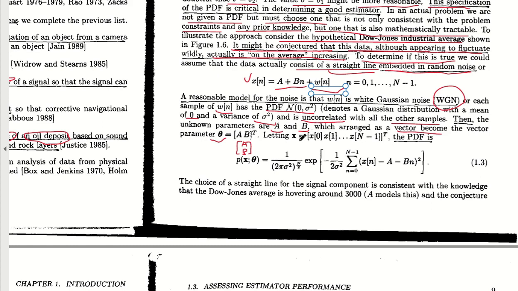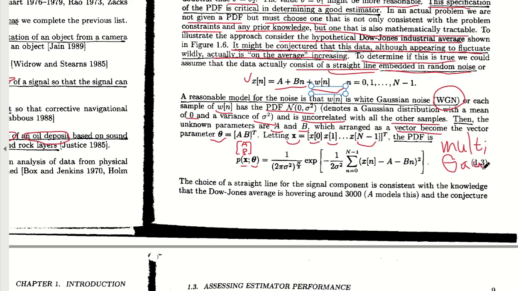Okay, so let x be the data vector, which is x[0], x[1], all the way to x[N-1]. Then the PDF is p of x conditional on the parameter theta, equal to something like this. How can we write this out? This is a multivariate Gaussian, meaning that you have multiple Gaussians.